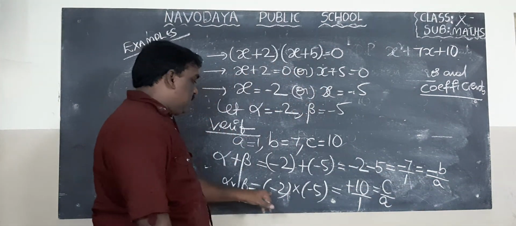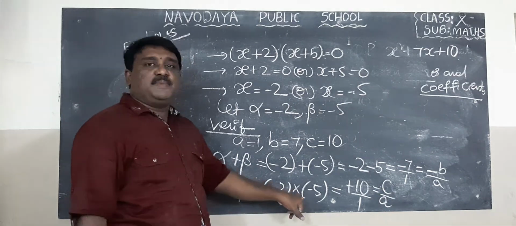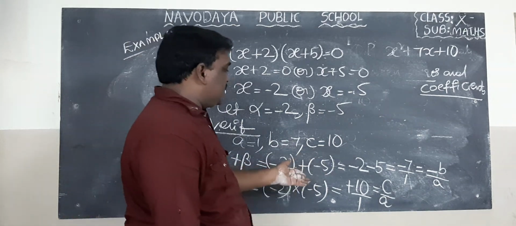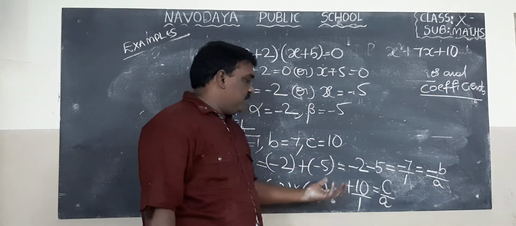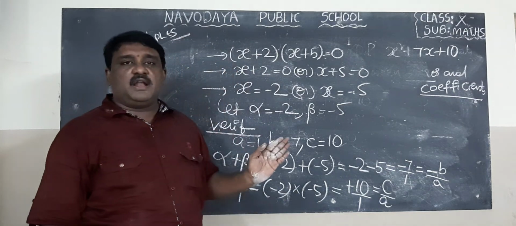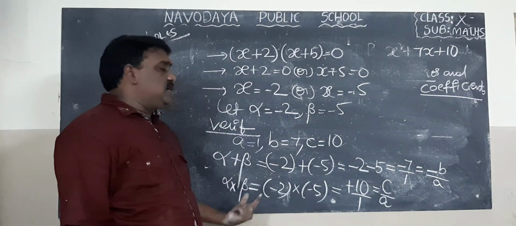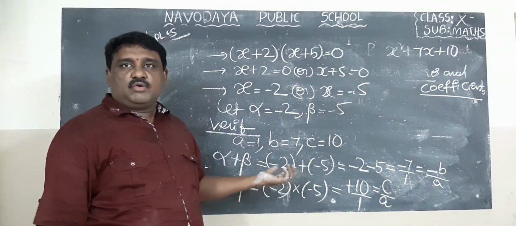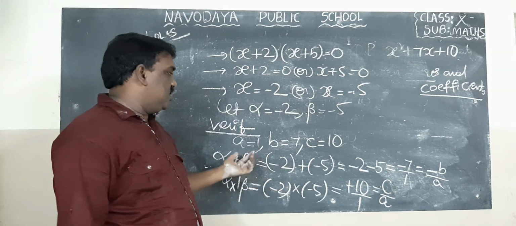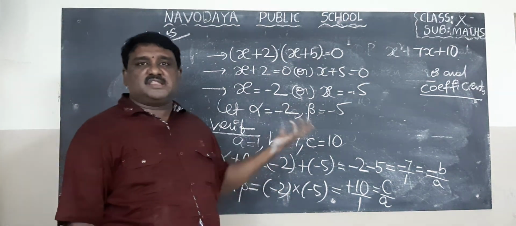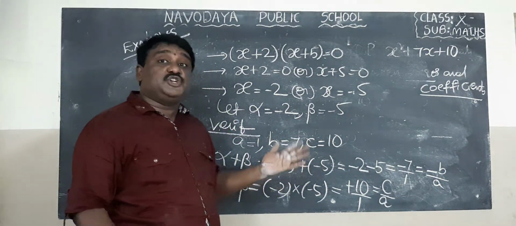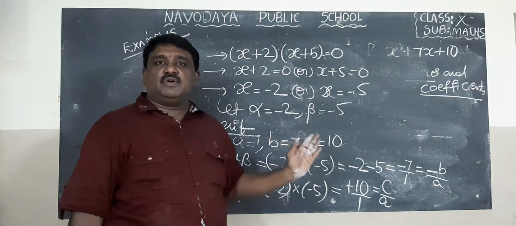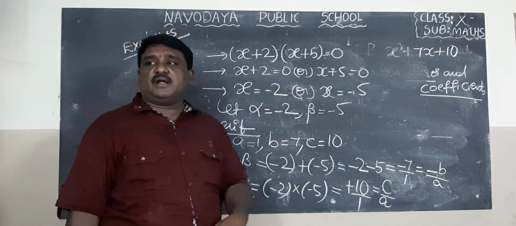Alpha into beta: what is alpha? Minus 2, into beta, minus 5. Minus into minus is plus, 2 fives are 10 by 1. What is 10? c. What is 1? a. c by a. So alpha plus beta value is minus b by a, alpha into beta value is c by a. So this is the relation between zeros and coefficients. What is the relation between zeros and coefficients? Alpha plus beta is minus b by a. Alpha and beta are zeros, a, b, c are coefficients. Alpha plus beta equal to minus b by a, alpha into beta equal to c by a.